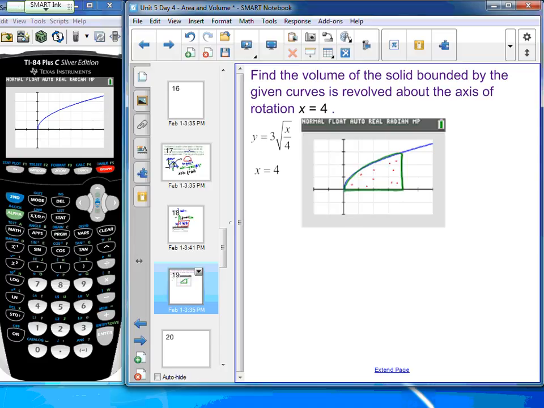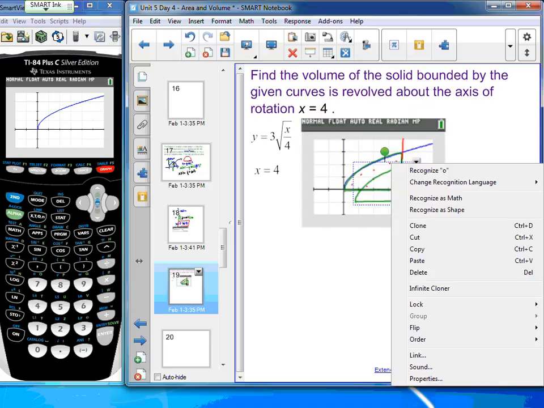Now we're going to revolve it about that vertical line, x equals 4, and consider the space shape that results. What is it going to look like? I'm trying to grab the green. Flip it.